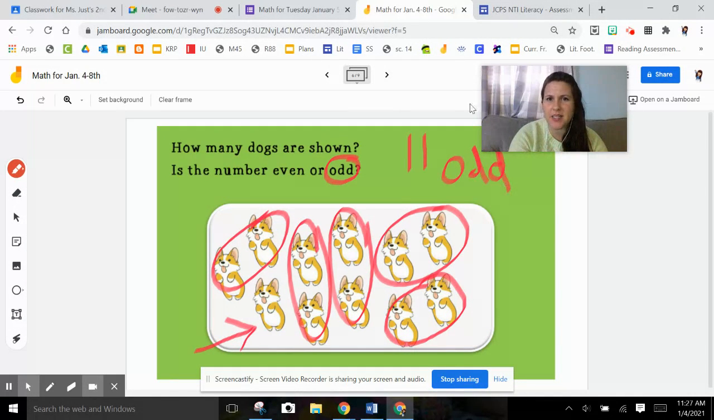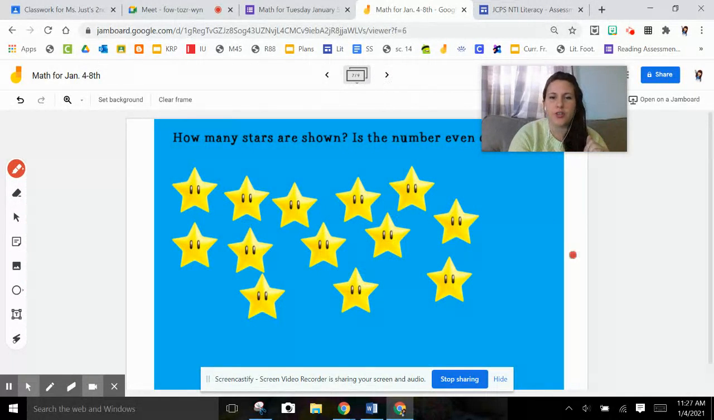So easy peasy. And you should do this with any single problem where I ask you about an even or odd number. Let's try another one. How many stars are shown? 1, 2, 3, 4, 5, 6, 7, 8, 9, 10, 11, 12, 13. I've got 13 stars. Answer that first question.